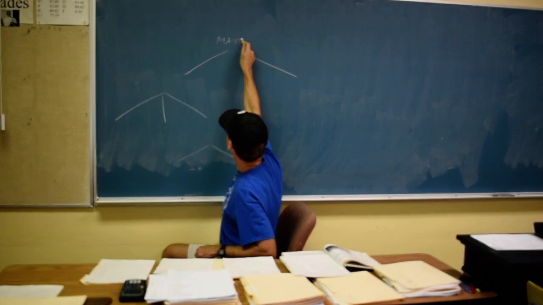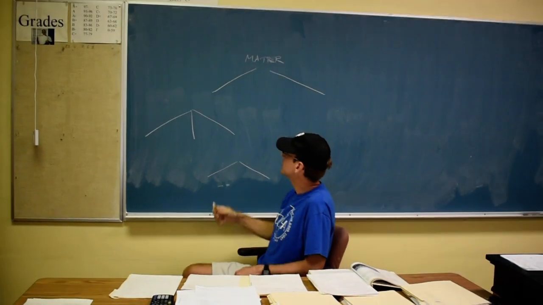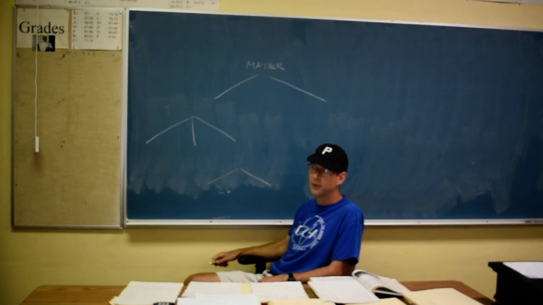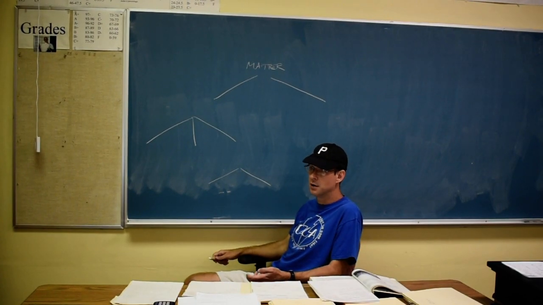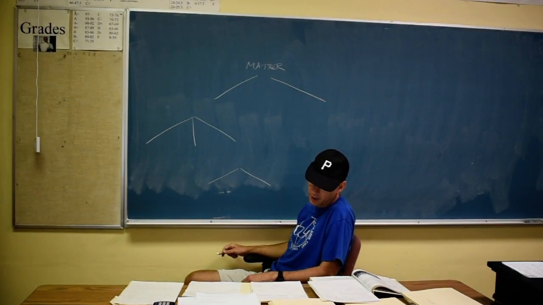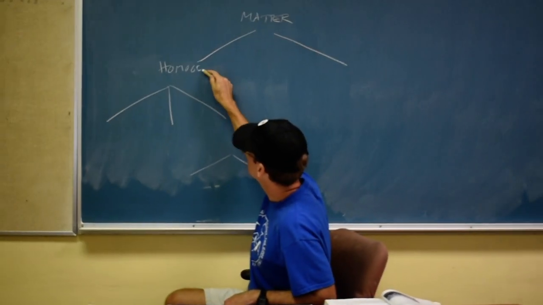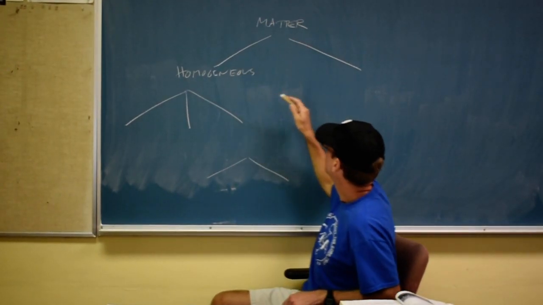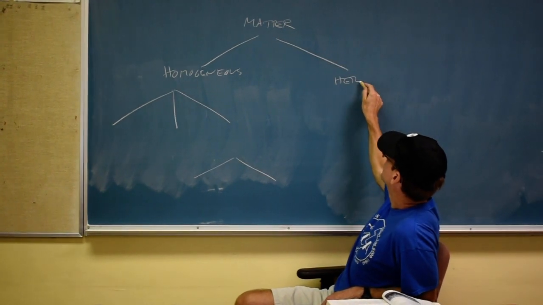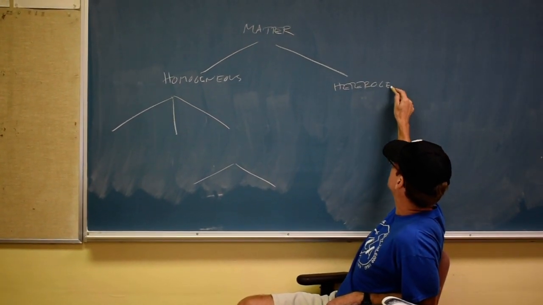Matter is what everything is made of. Everything in the universe is made of matter. All items that are made of matter can be separated into one of 2 main categories: homogeneous versus heterogeneous.